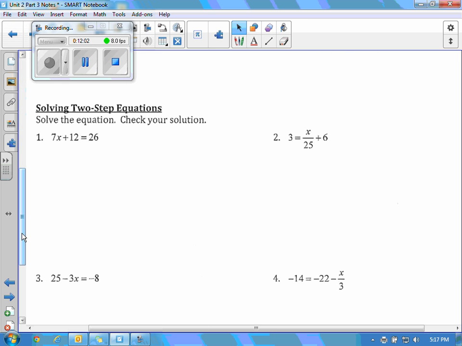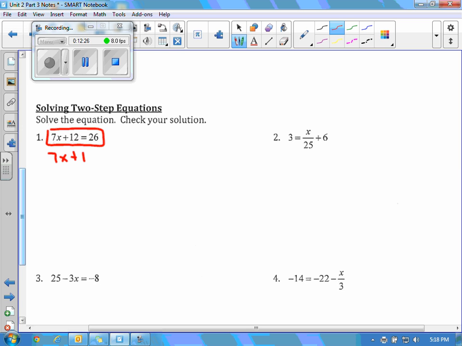And then the last thing we're going to talk about in this section is solving two-step equations. So we've done solving with addition, subtraction, multiplication, division. Now we're going to combine 2 of those steps. So we're always going to add or subtract first, then we're going to multiply or divide. So let's look at our first example. We're still going to box and rewrite first.